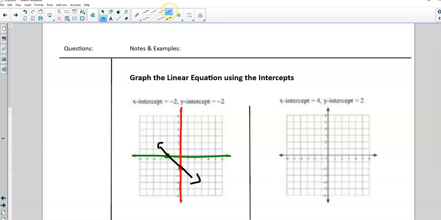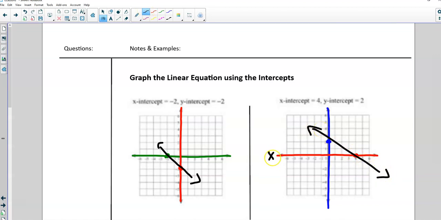And I would just connect those two dots, so my graph would look like that. Okay, same thing. Let's do black and red. So my y-intercept is 2. On my blue line, I'm going to go up 2. My x-intercept is 4. On my red line, I'm going to go 4 to the right. There's my graph.